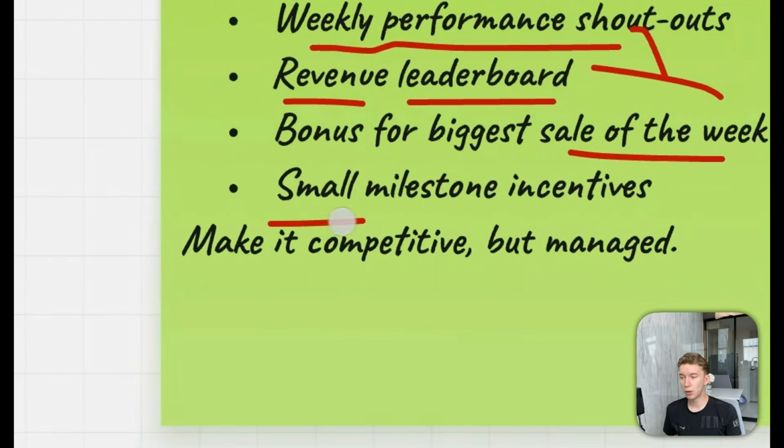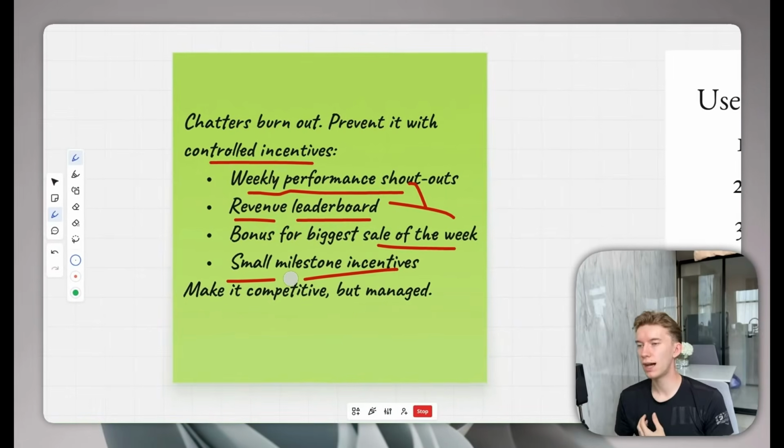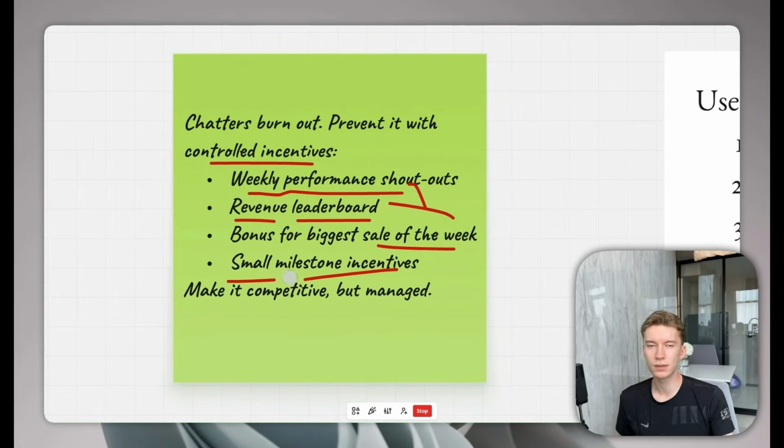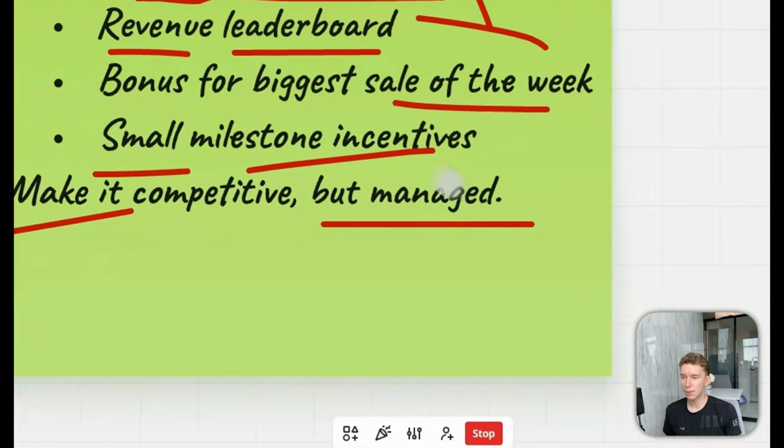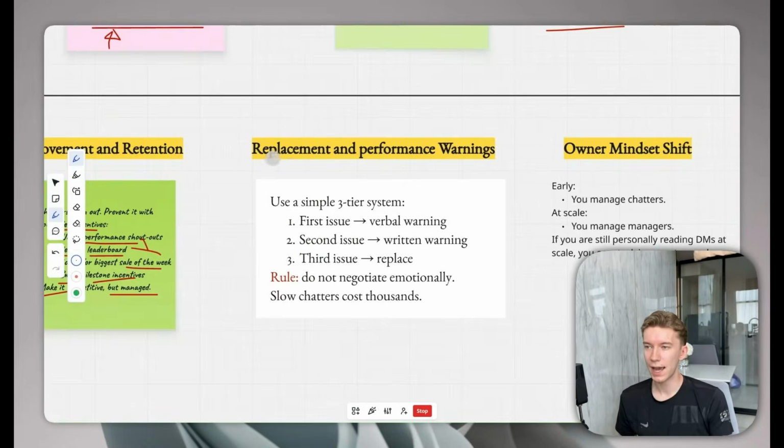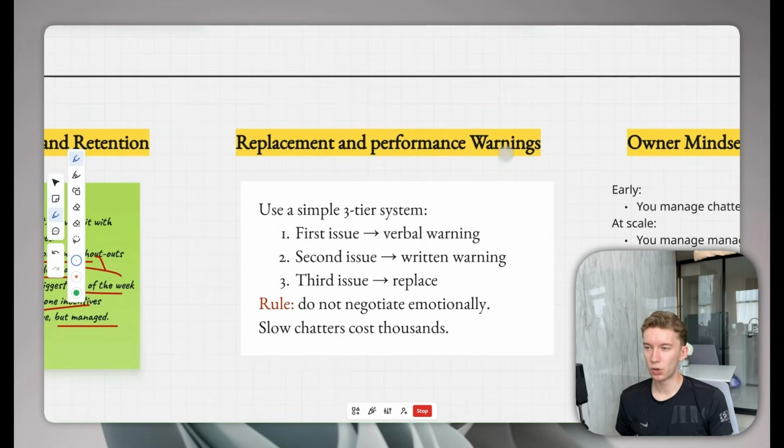And again, small milestone incentives. If they make $2,000 in a week, maybe give them a bonus of $20 to $30. It does a lot for them. That covers weeks for them. So make it competitive, but make sure it's managed correctly. And again, replacement and performance warnings.